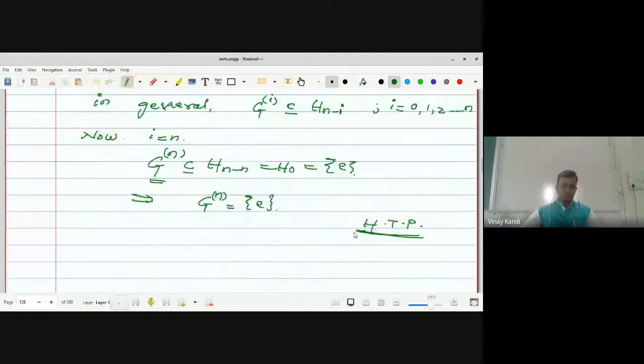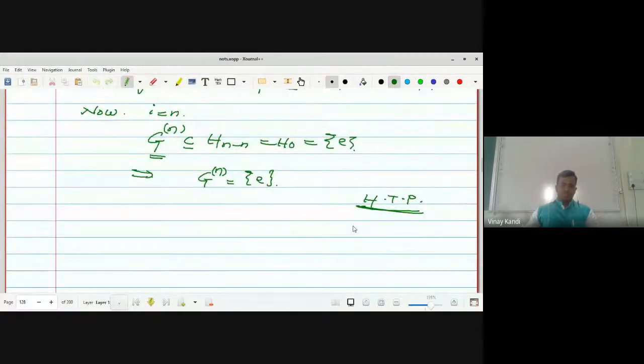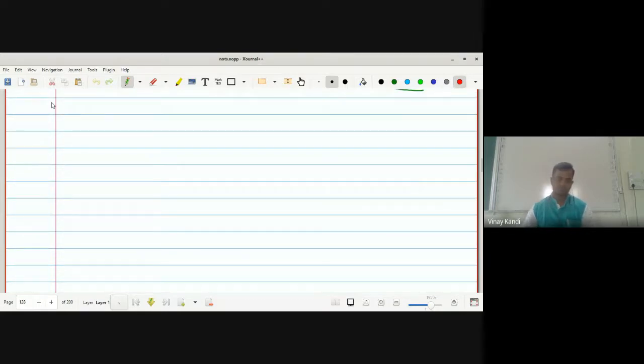Now the next theorem is: a subgroup of a solvable group is solvable. What is the next theorem? The subgroup of a solvable group is solvable.